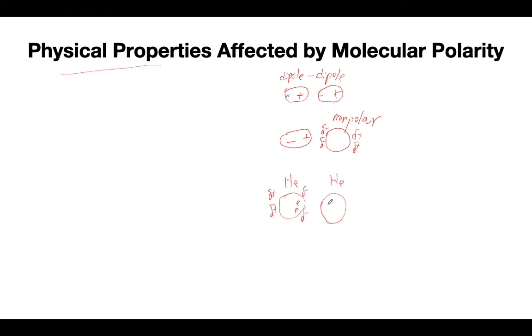And the helium nearby will be affected by this uneven distribution of electrons, so here you will generate a slightly partial positive, so they can draw interaction. And so this side will be negative. So this one is a kind of van der Waals interaction. We can combine these three as van der Waals interaction, but in particular this one we call the London dispersion.